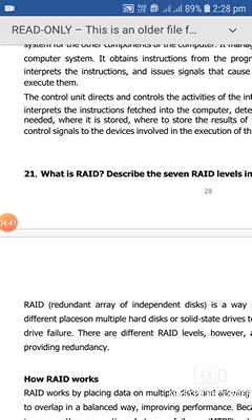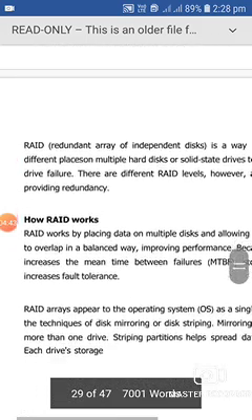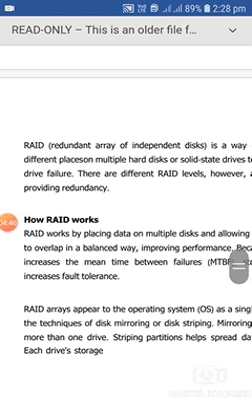They have asked about RAID. First we will see what the expansion for RAID is. Redundant array of independent disks.